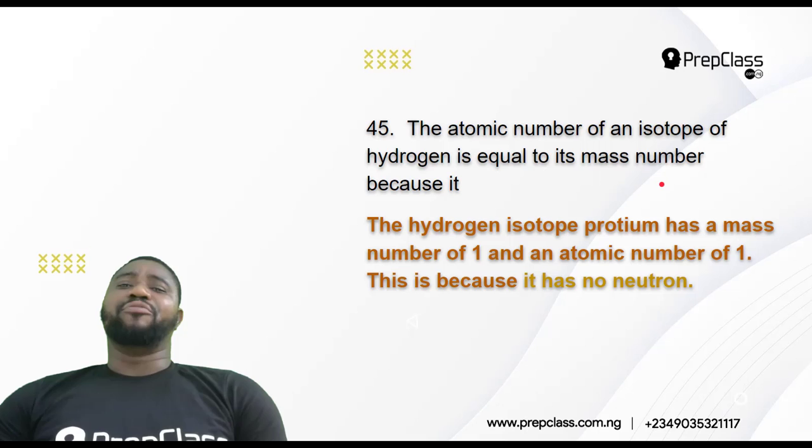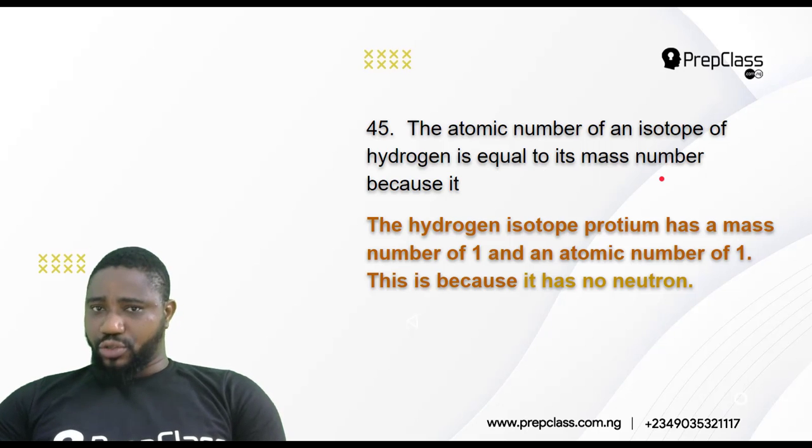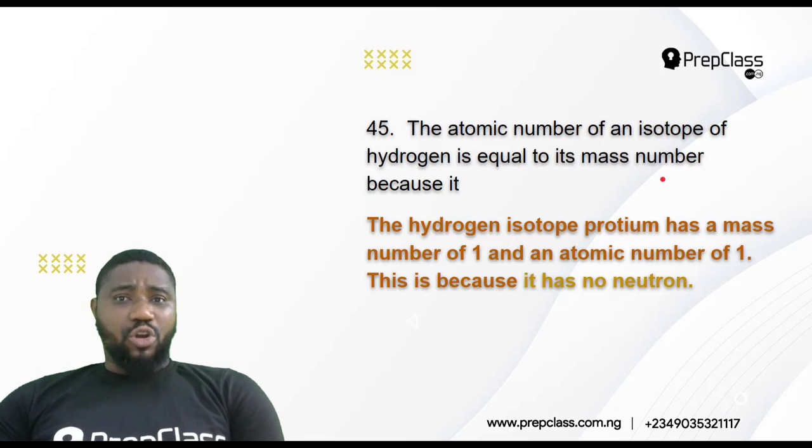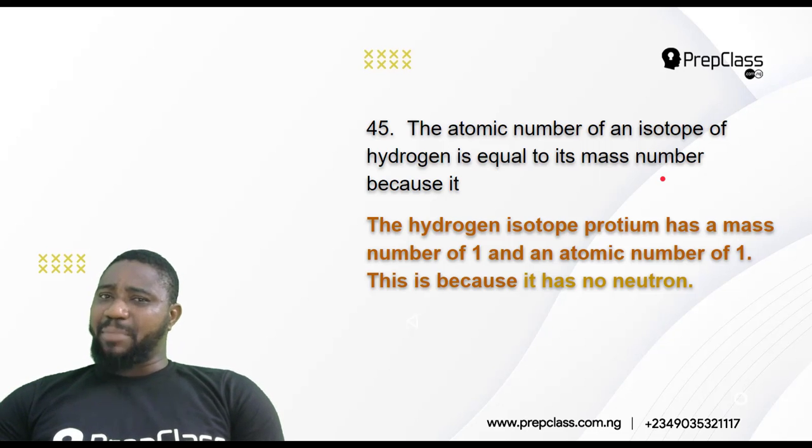Why? Atomic number is the number of protons. Mass number is the number of protons and neutrons. So mass number should be bigger than atomic number. Atomic number, number of protons only. Mass number, number of protons and neutrons. So for the mass number to be equal to the atomic number, it means that the mass number will not contain neutron. You get the point? So that simply means that mass number has only protons, just like the atomic number that has only protons.